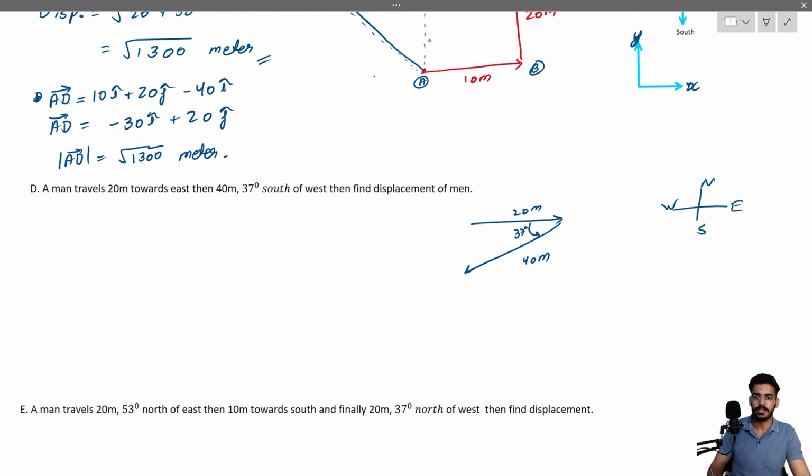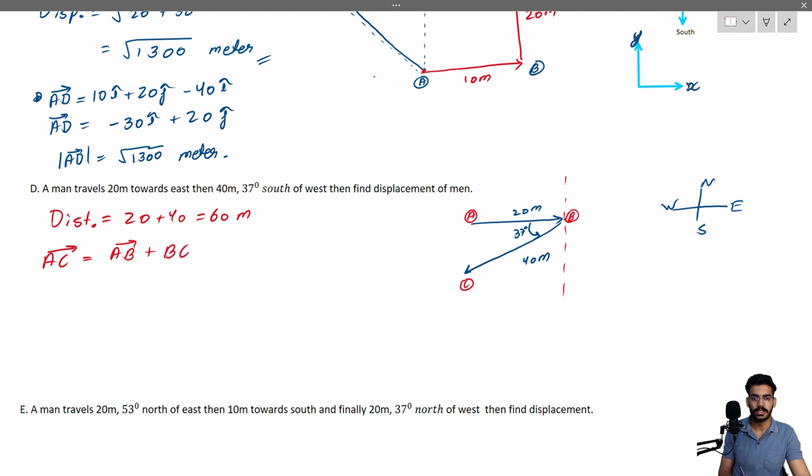Now let's draw it in x i cap j cap form. Taking this as origin, you can take any position as origin. So this is A, this is B, and this is C. If you ask distance, that is the path traveled. So path traveled is 20 plus 40, that is 60 meter. And your displacement is basically AC vector, right? So AC vector, I can say AB vector plus BC vector, right? So AB vector is how much?